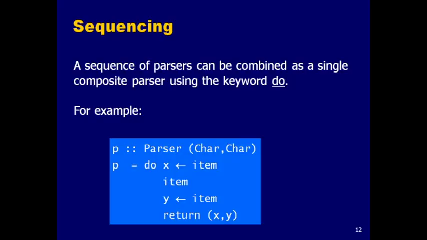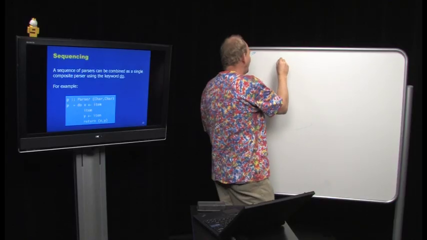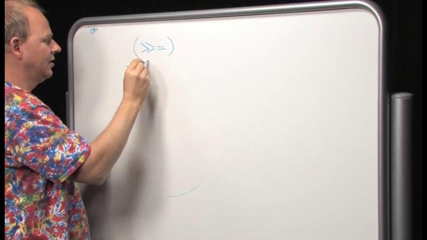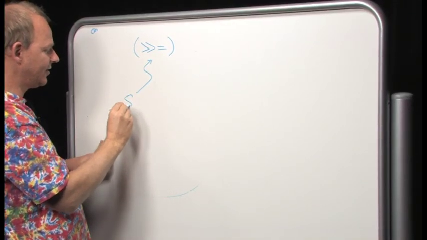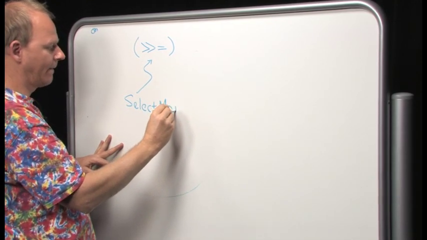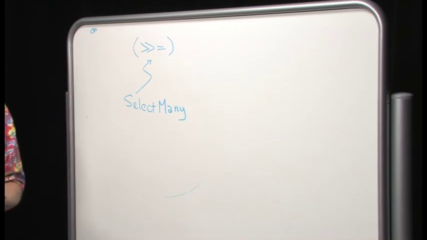Since these things are monads, you can use monad comprehensions, and in this case it's the do notation. And the do notation requires that you have a function called bind. In Haskell it's defined like this. In C#, this thing is called select many. And that is what makes it possible to write parsers like this.